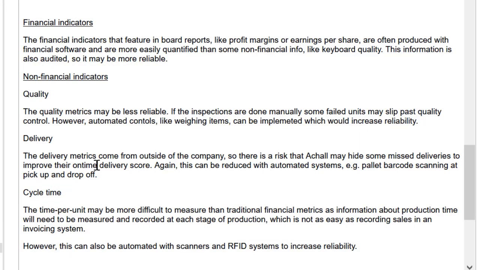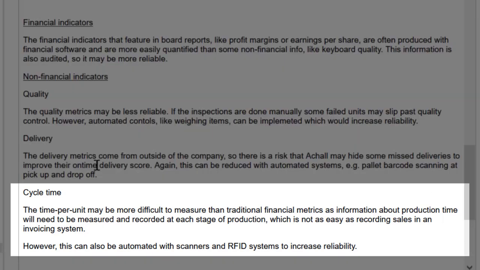And my last idea about cycle time, the time per unit may be more difficult to measure than traditional financial metrics, as information about production time will need to be measured and recorded at each stage of production, which is not as easy as recording sales in an invoicing system. However, this can also be automated with scanners and RFID systems to increase reliability. Here, I'm adding a little icing on the cake with a nice example linked to manufacturing.